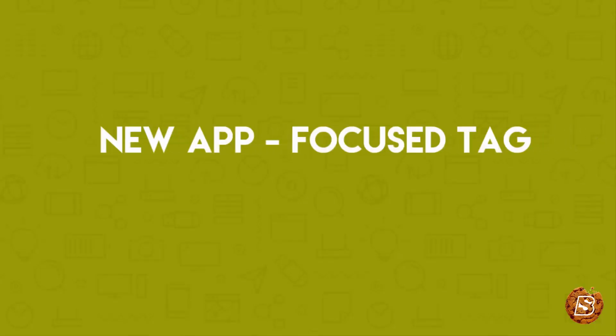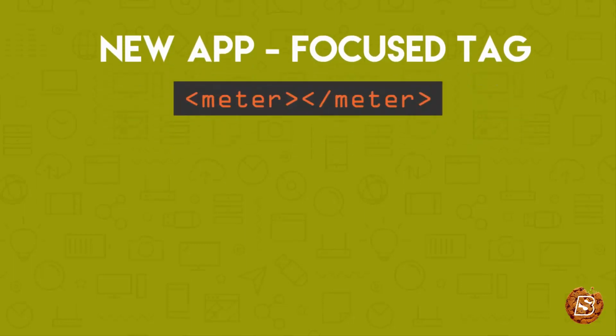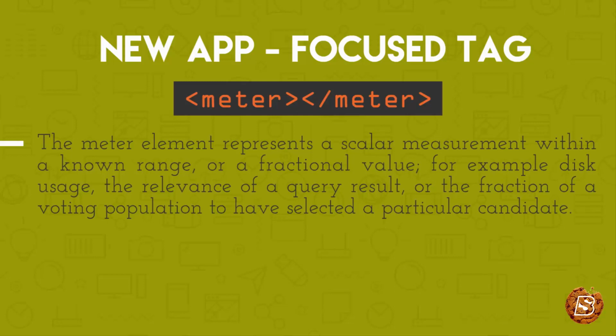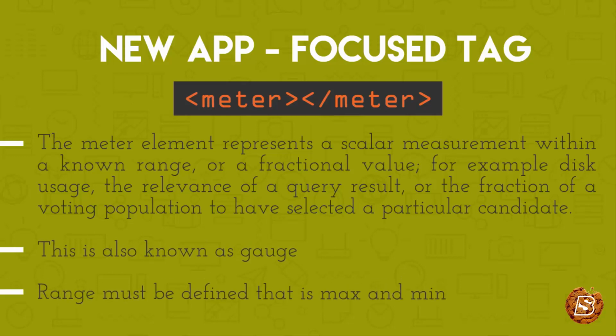In this lecture, we'll be taking a look at new application-focused tags that have been introduced in HTML5. The first being the meter tag. Now, the meter element represents a scalar measurement within a known range or a fractional value. For example, disk usage, the relevance of a query result, or the fraction of a voting population to have selected a particular candidate. We also call it a gauge, and here we have a mandatory scenario, that is, the range must be defined with max and min value.